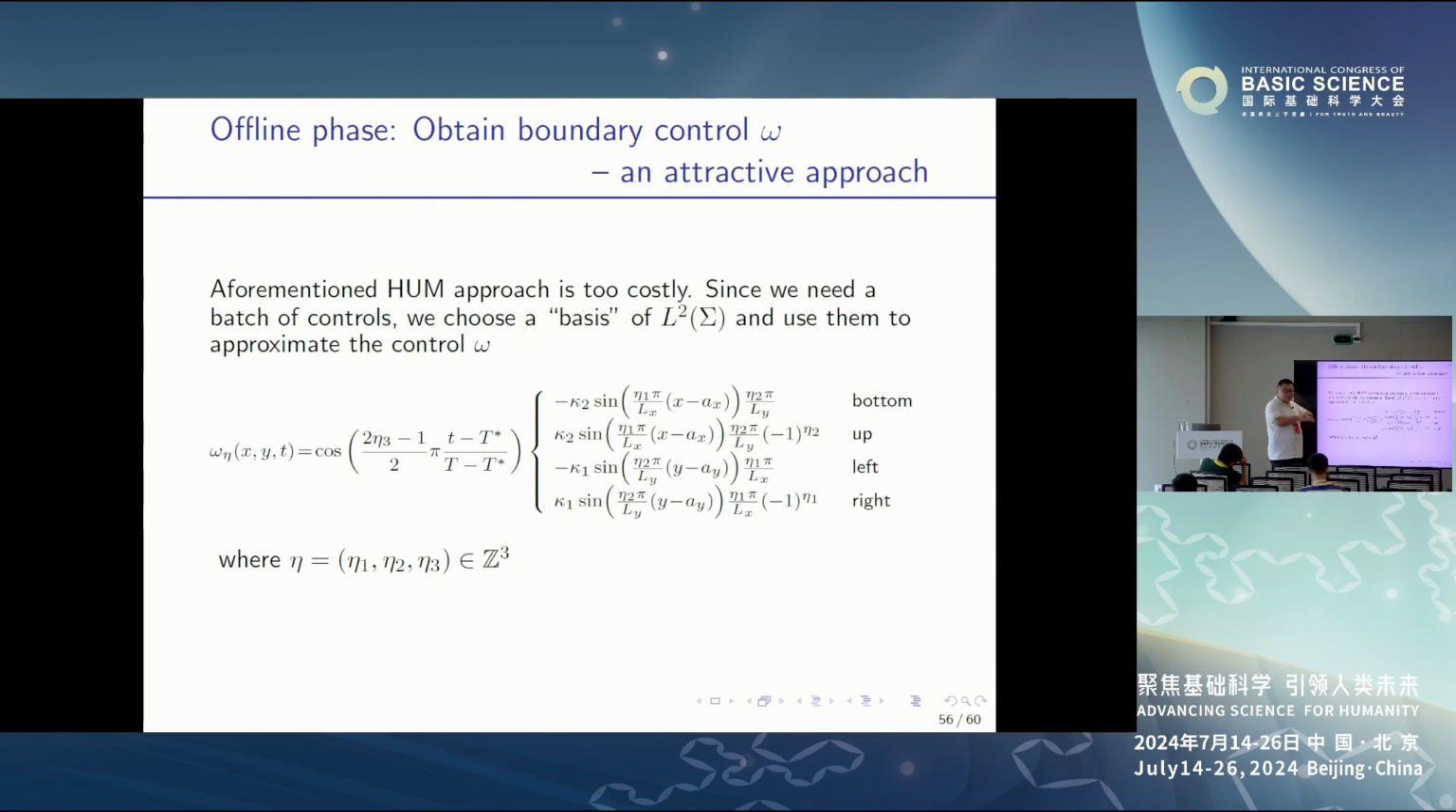Again, we can build the same basis function, the same basis. So no matter whether you have a single pollutant or multiple pollutants, you can use the same basis for the boundary control. The boundary controls live in the same space, in the same function space. Then we can use sine and cosine to build a nice basis for those boundary controls.